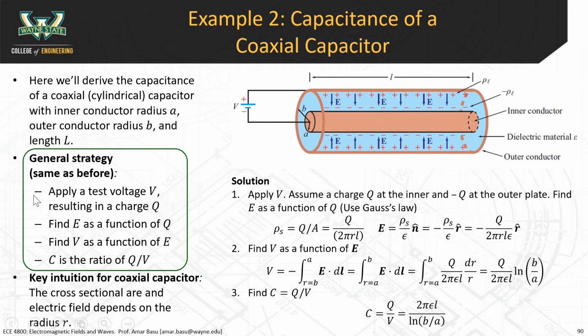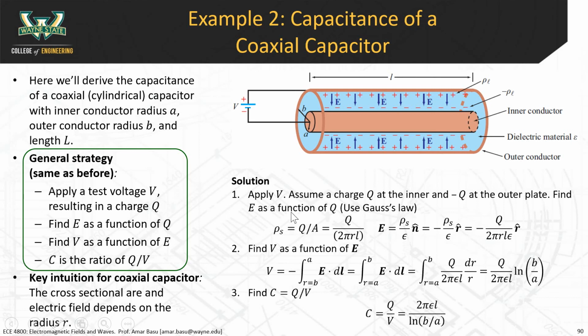But the general strategy is the same as before. You apply a test voltage and you get a resulting charge. Find the electric field as a function of that charge. Then find the voltage as a function of the electric field, and then the ratio, C is equal to the ratio of Q over V. So we apply the voltage. We assume that there's plus charge at the inner conductor, minus charge at the outer, just like it's shown in this diagram. Find the electric field as a function of Q. And we use Gauss's law to do that.